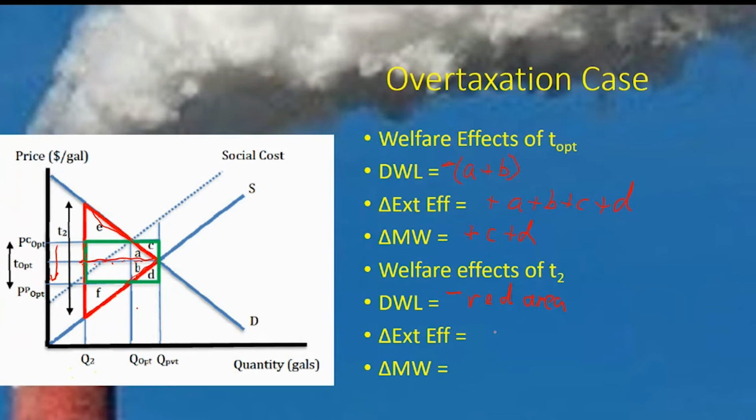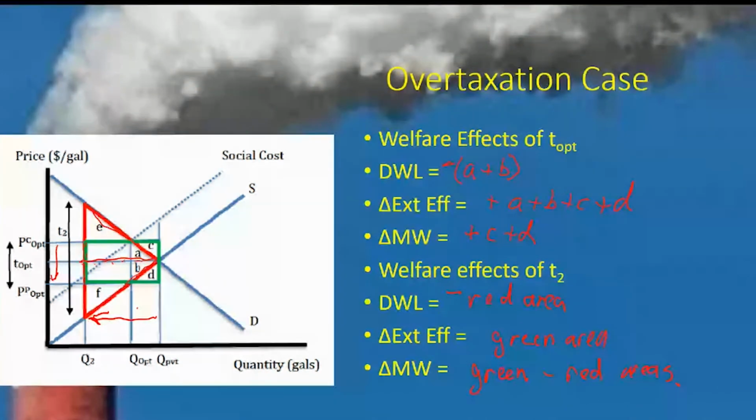Now the positive externality effect is going to be the green area on the graph. That's positive because now you're cutting production by a whole lot more and eliminating a lot more pollution, which is good for the people who were negatively affected by pollution. But you're achieving that benefit for them by hurting others in the market to a greater degree. So the change in market welfare is equal to the green minus the red areas.